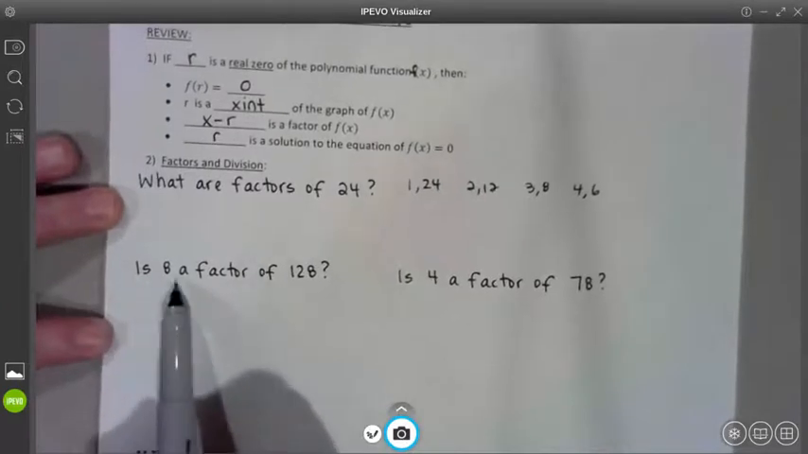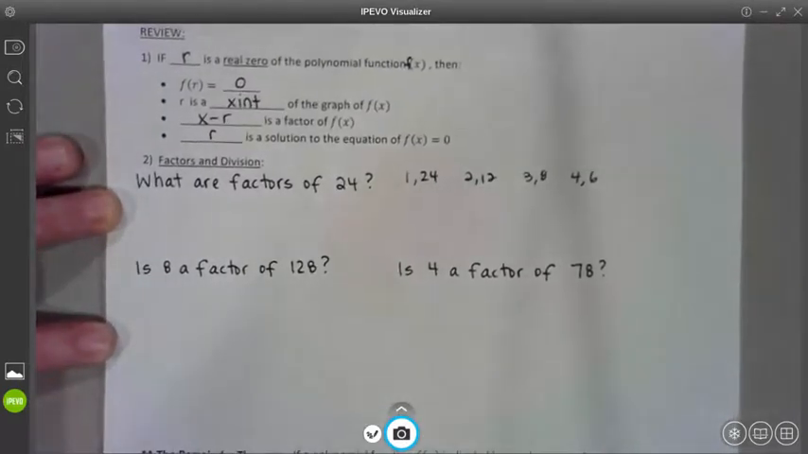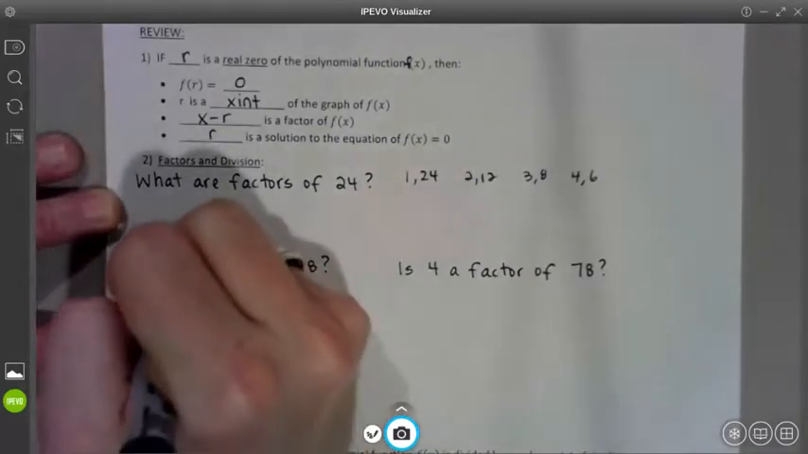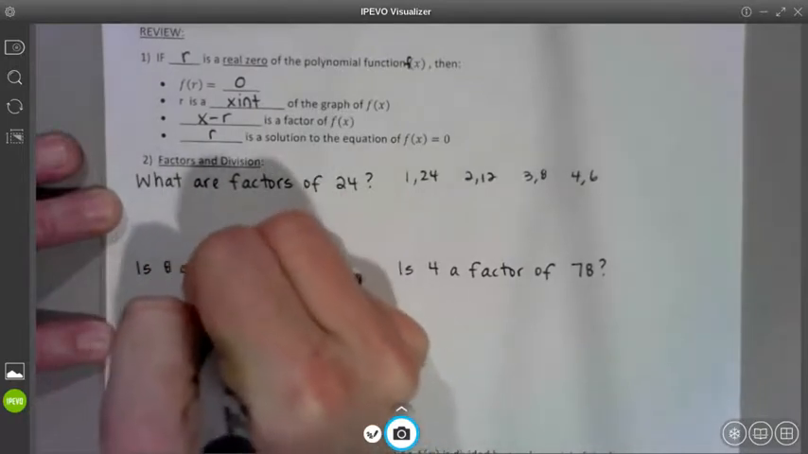It says, is 8 a factor of 128? Well, to find out if 8 is a factor of 128, I could sit here and try to think of a pair, 8 and what multiply to 128, or I could test to see if it divides evenly in. If I can divide evenly in and get a remainder of 0, then I would know 8 is a factor. So let's see if 8 will divide evenly into 128 using good old long division.